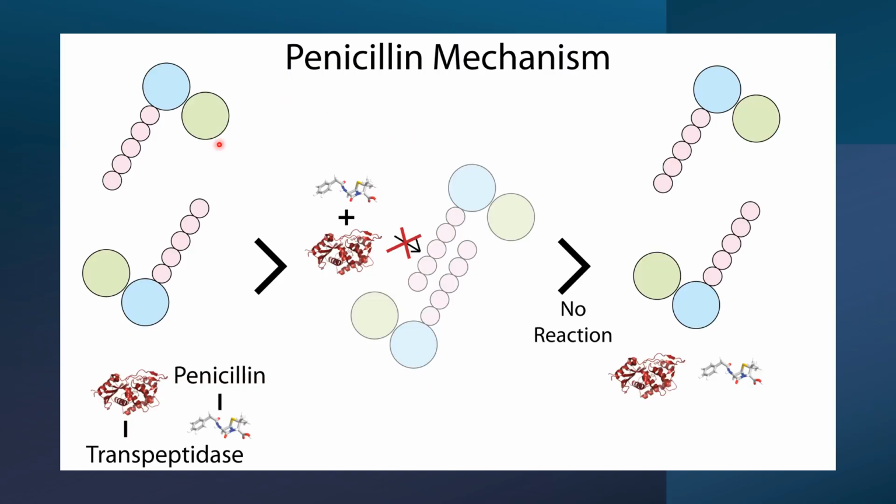So transpeptidase is an enzyme that causes the formation of cross-linking between these peptidoglycan monomers, and it forms a peptidoglycan chain. When penicillin is present, it inhibits this enzyme, and there is no cross-linking formation of peptidoglycan and no cell wall formation.